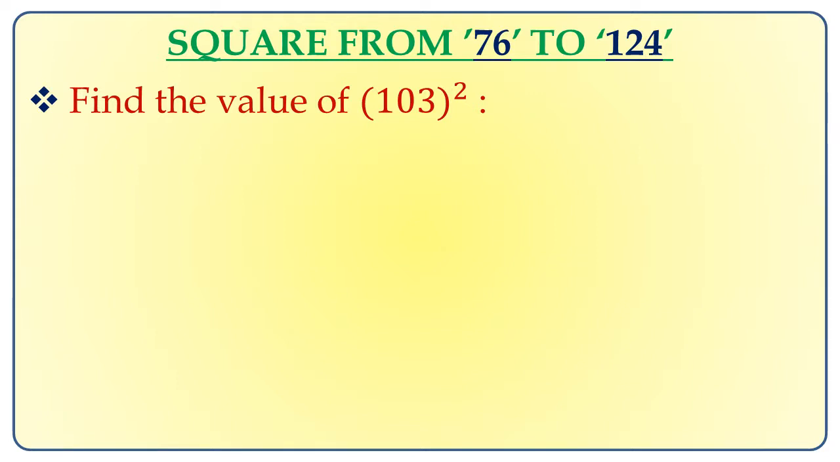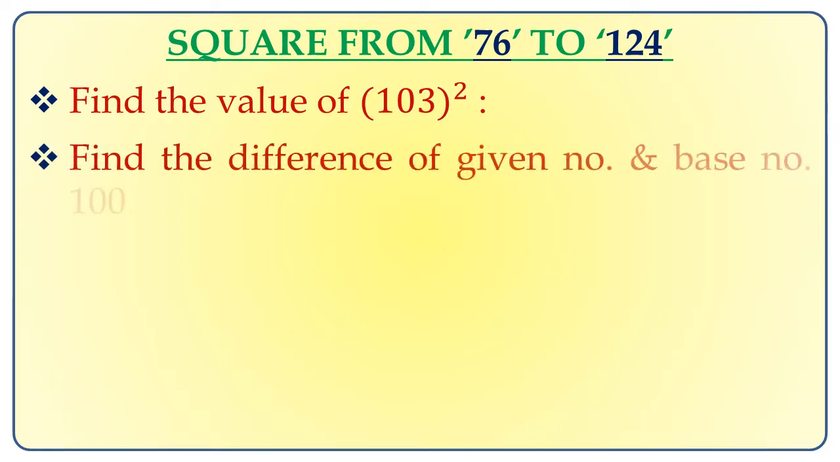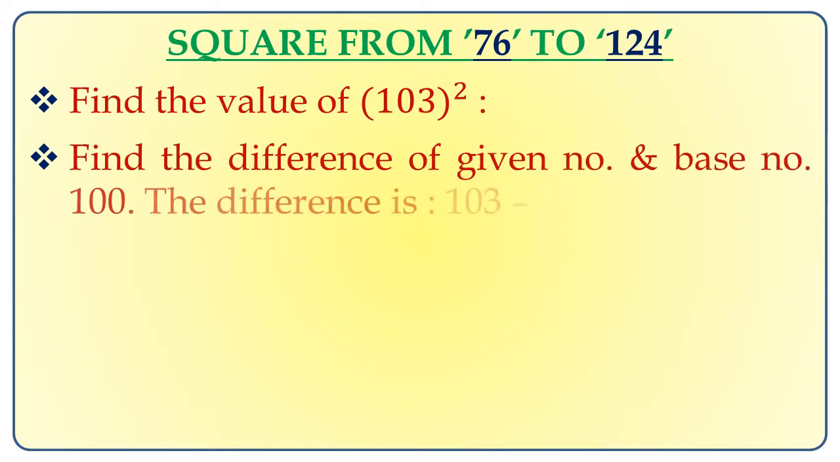So 103 and 100, we have to find the difference. What is the difference? It is plus 3. 103 minus 100, the base number, the difference is plus 3. Again why plus 3? Because this number is more than 100. If a number is more than 100, we take the difference as plus, positive, and if a number is less than 100, we take the difference as negative.